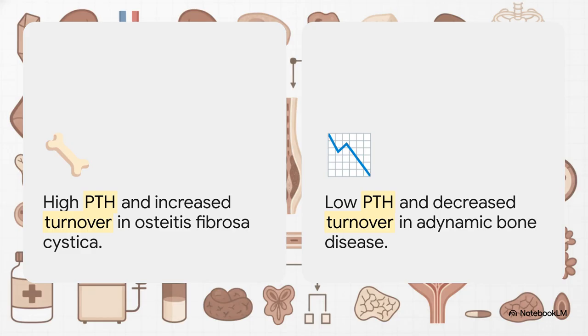This leads to osteitis fibrosa cystica, which features high PTH and high bone turnover. On the other end of the spectrum, adynamic bone disease gives you low PTH and low turnover. But here's the kicker. Both of them significantly decrease bone mineralization and massively increase fracture risk.